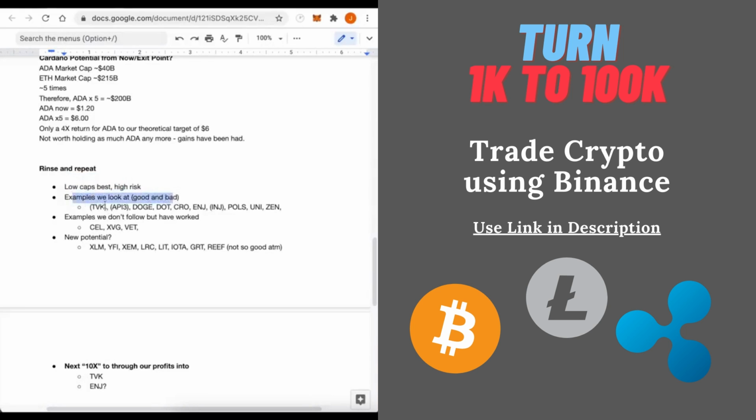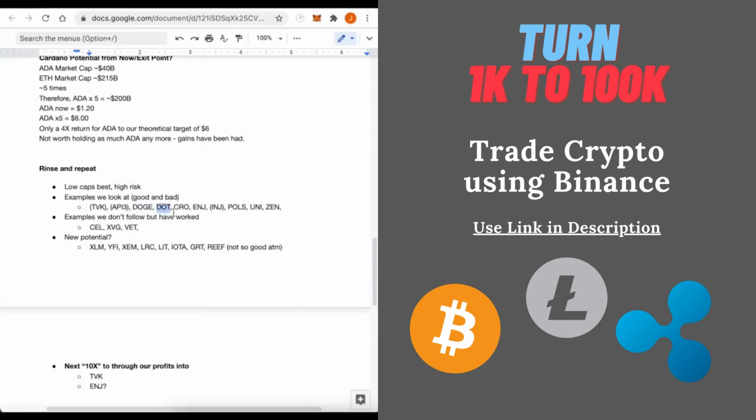Examples we look at, good and bad. So this is on the channel. Recently, I've looked at TVK, which I'll talk about in a bit. API 3, which hasn't gone as well. These are some things that don't go to plan. Dogecoin definitely went to plan. November, great time to get in. Peaked in early February, great time to get out.